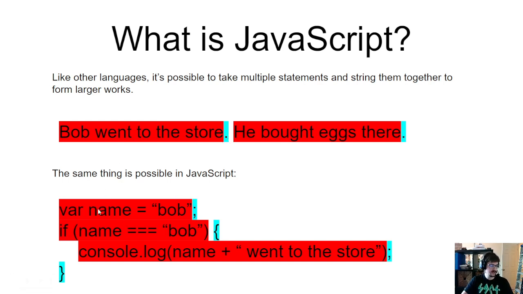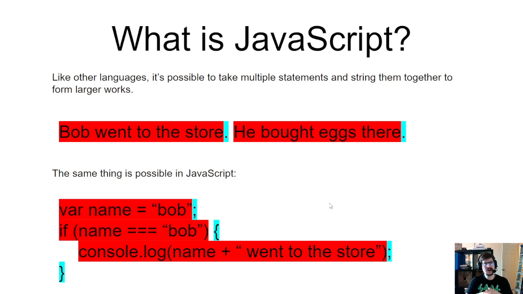Similarly, here in JavaScript, we have var name equals Bob, then a semicolon, which indicates we're done with that action. The next action is if name equals Bob, and then these brackets. It's a little more complicated than the period, but it indicates that what comes after belongs to the if. Then we've got another statement, this console log, and it also ends in a semicolon.